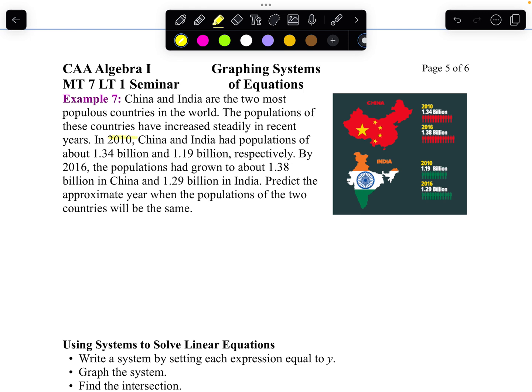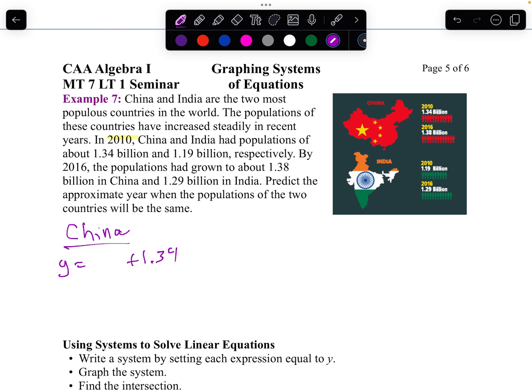That's the key. Okay. Then we notice by 2016 the population had grown to about 1.38 billion in China and 1.2 billion in India. I want to know what year they will be about the same. So let's write an equation for each one of these. Let's start with China. China is y equals my y-intercept, what they started with. Let's do it in billions. So China had a population of 1.34.